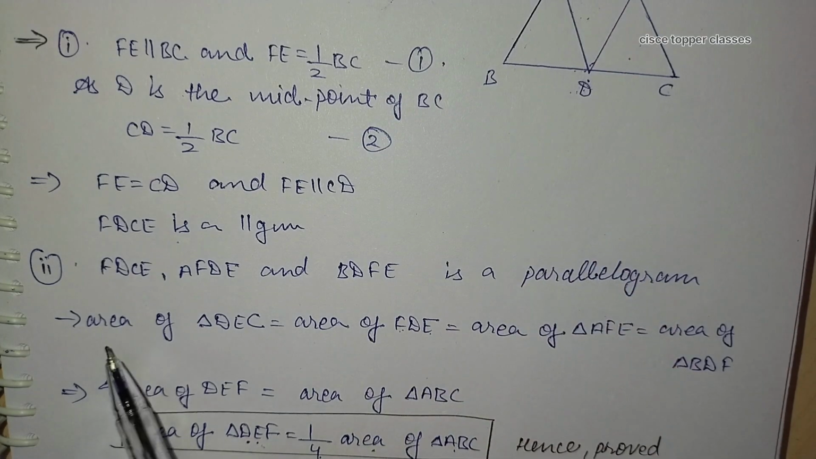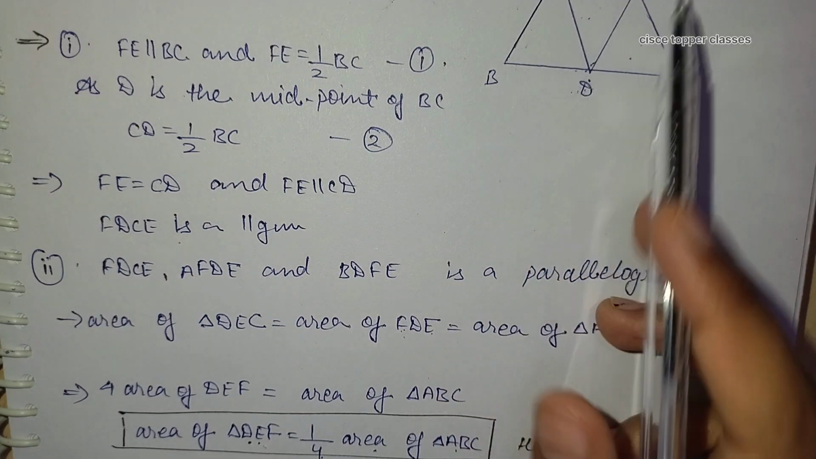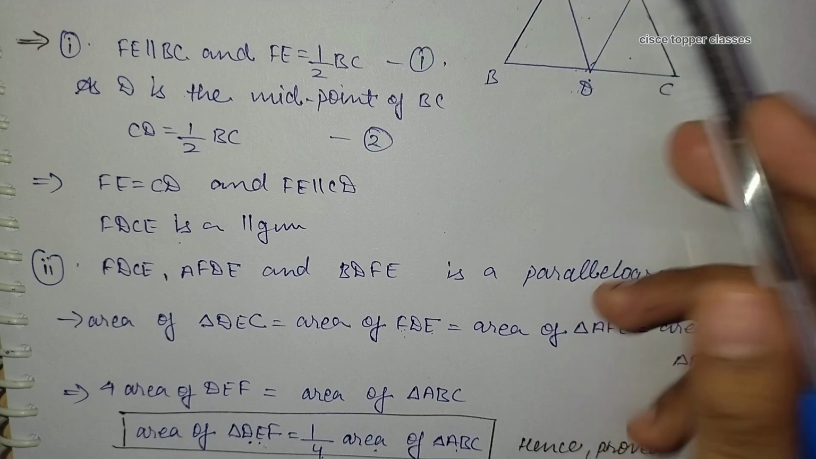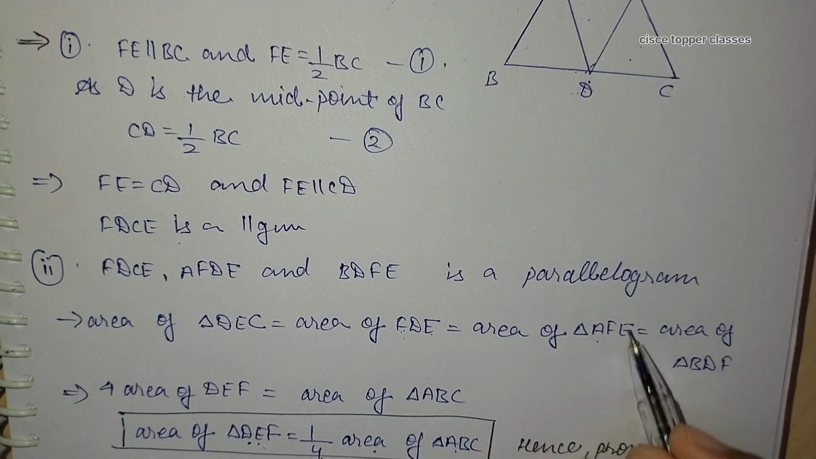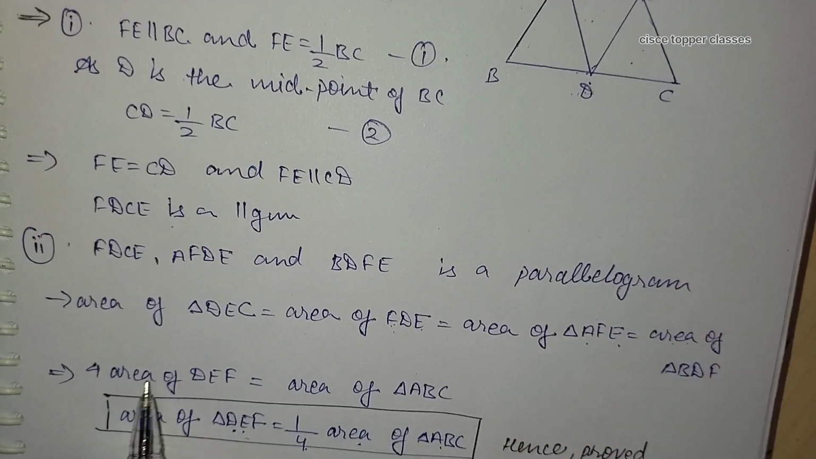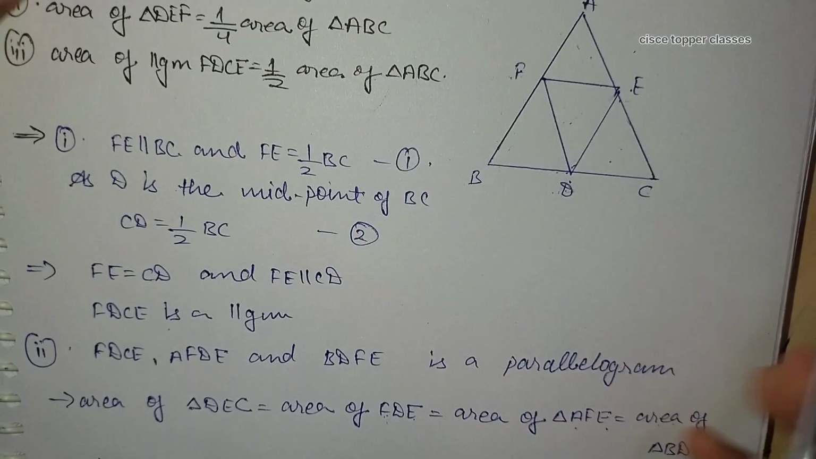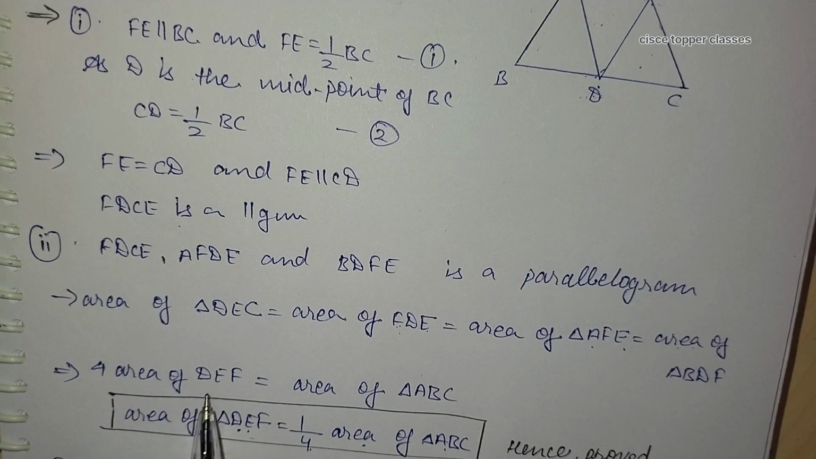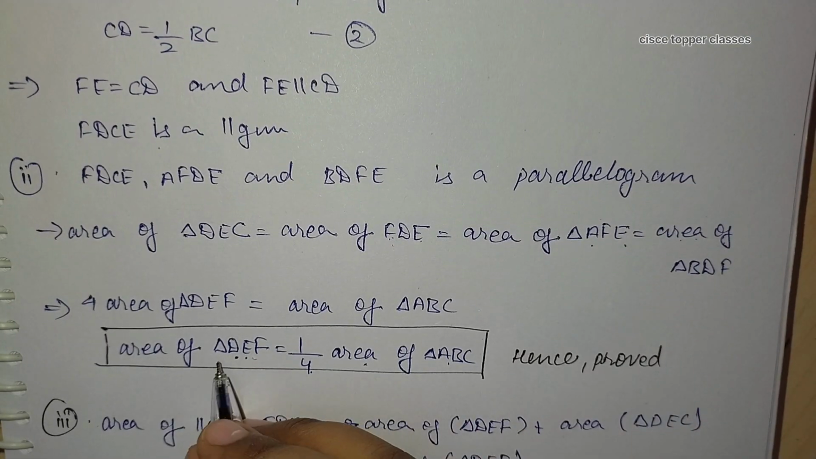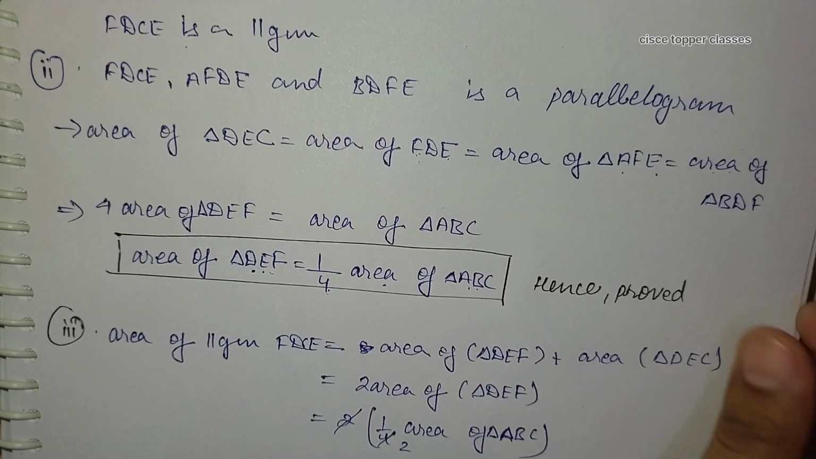So here we can write that because in a parallelogram the diagonal divides it into two congruent triangles. So here we have area of triangle DEC equal to area of triangle FDE, and from here only if this is a parallelogram, this and this are congruent, means these three triangles are equal. Area of triangle AFE is equal to area of triangle BDF here. So from here only we can write the sum of these four triangles is equal to the area of triangle ABC here. So it will be 4 area of triangle DEF is equal to area of triangle ABC, and area of triangle DEF is equal to 1 by 4 area of triangle ABC. Hence proved from here.